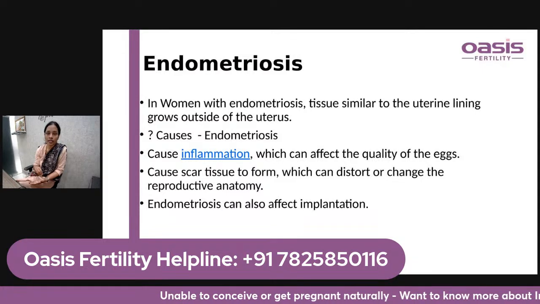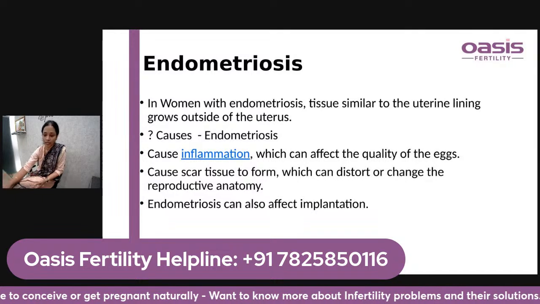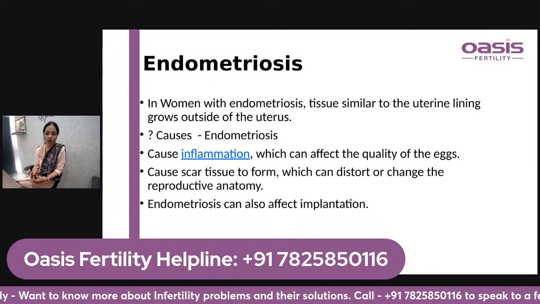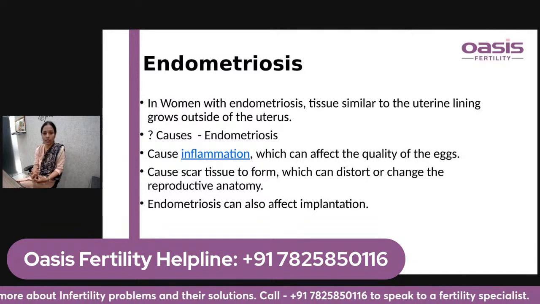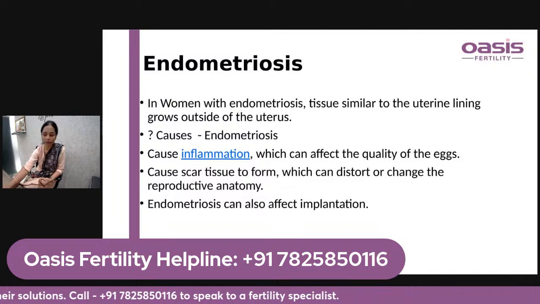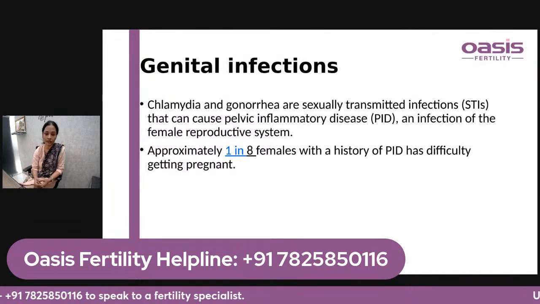Also, endometriosis can affect the uterine microenvironment. That way it can also affect implantation of the embryo. So there are various mechanisms by which endometriosis can affect women's fertility. And I want to stress the fact here that endometriosis is also a problem for women with secondary infertility.